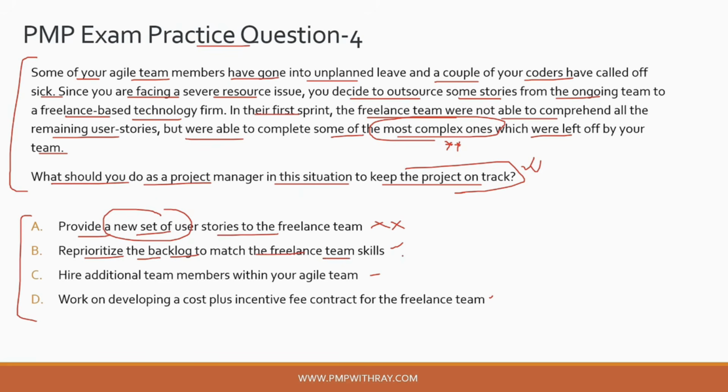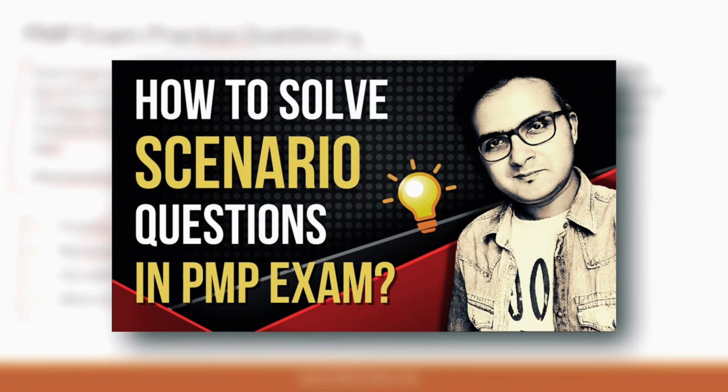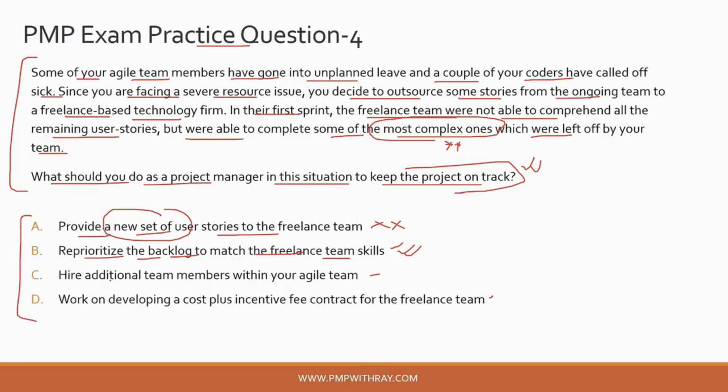So for example, you can give all the complex story points with which your team was struggling to this freelance team and leave the other story points for your team when your resourcing issue is resolved. Okay, so this option captures that very well. So we'll park this option now. Okay, because as per the 4-step framework that we have learned in this video, we need to evaluate all the options first before we zero in on one option.